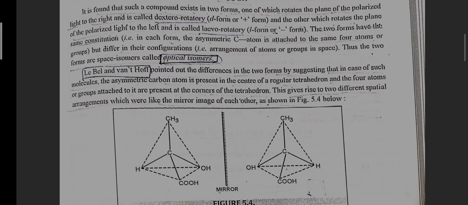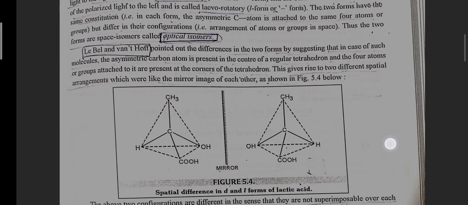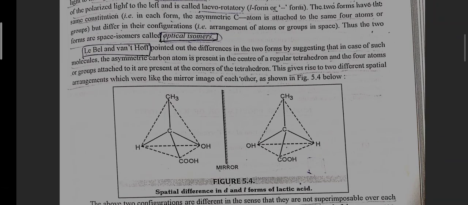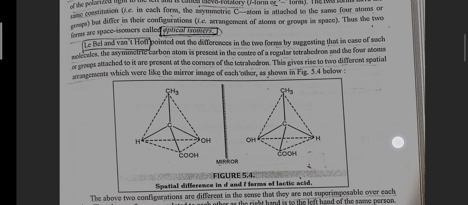Le Bel and Van 't Hoff pointed out the differences in the two forms by suggesting that in case of such molecules, the asymmetric carbon atom is present in the center of a regular tetrahedron, and the four atoms or groups attached to it are present at the corners of the tetrahedron. This gives rise to two different spatial arrangements which were like the mirror image of each other.